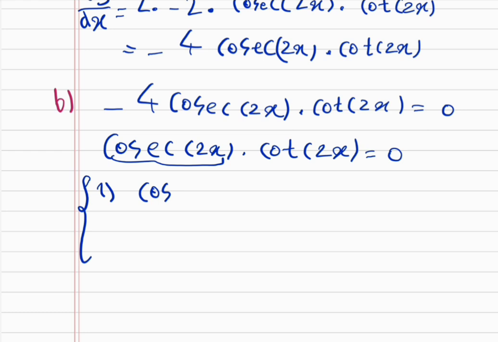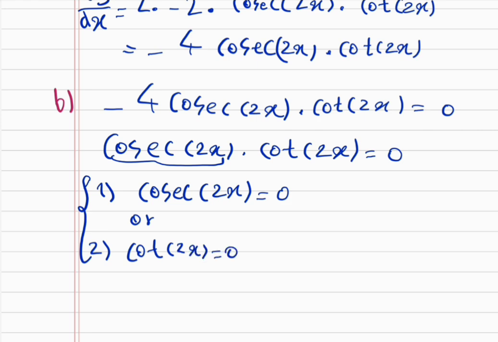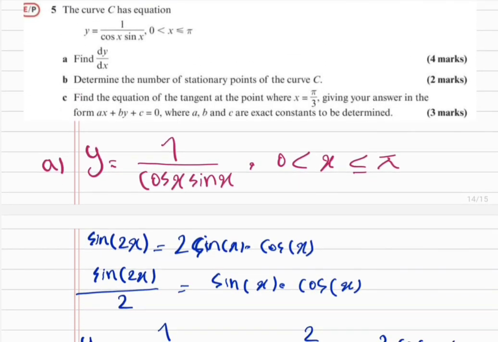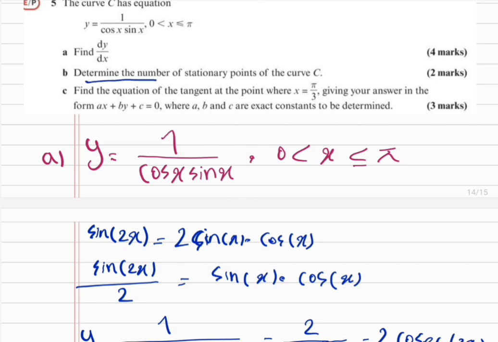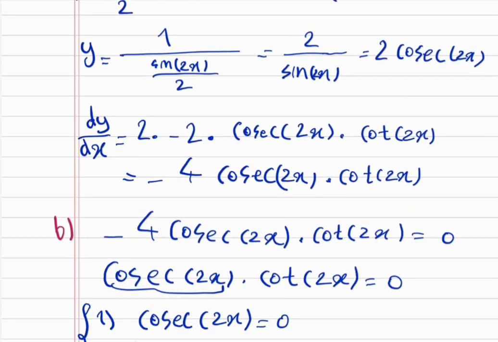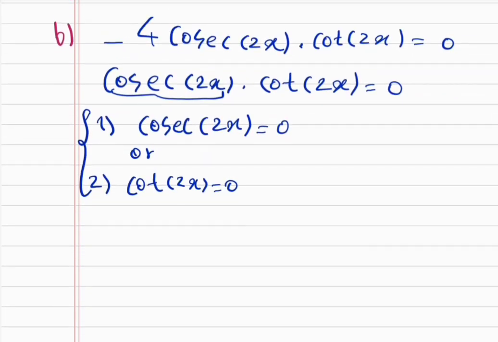So in this case, we say either cosec 2x is equal to 0, or cot 2x is equal to 0. Now we can solve these ones, and also just remember that the question says determine the number of stationary points. So we are not asked to explicitly solve the equations. As long as we can determine the number of solutions, we don't need to write down the full solution. But we will get there because there is one more step before that.